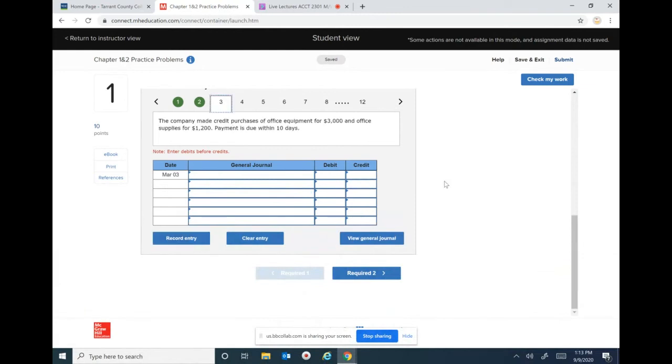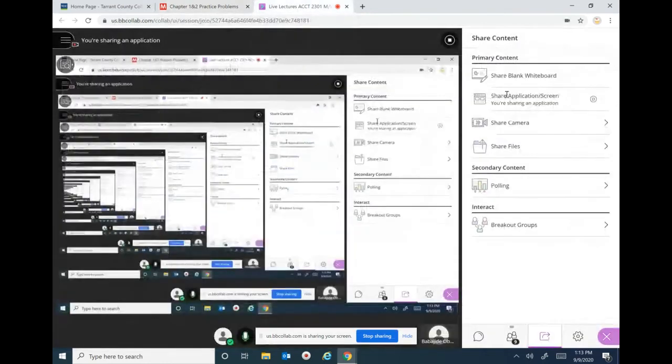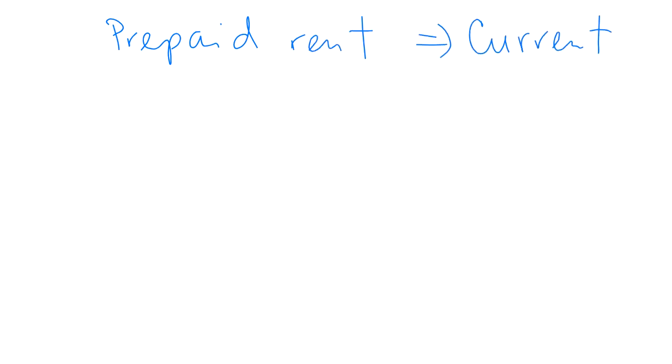All right, and then I'll record the entry here as well. So I'm going to go back to transaction 2, and I would like to talk about the prepaid rent account. This is our segue into chapter 3 next week, when we have prepaid rent. So here is my whiteboard again. We're on transaction 2. Prepaid rent is a prepaid expense. Prepaid expenses are current assets. So prepaid rent is a current asset account.